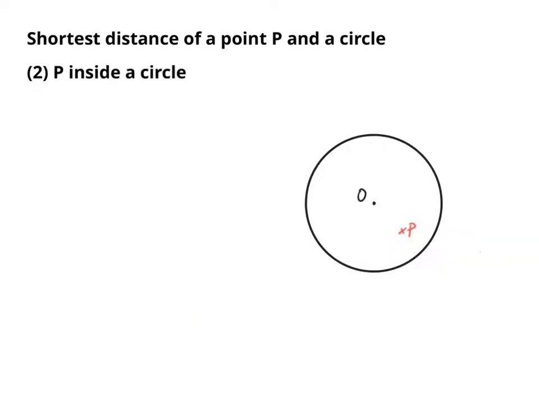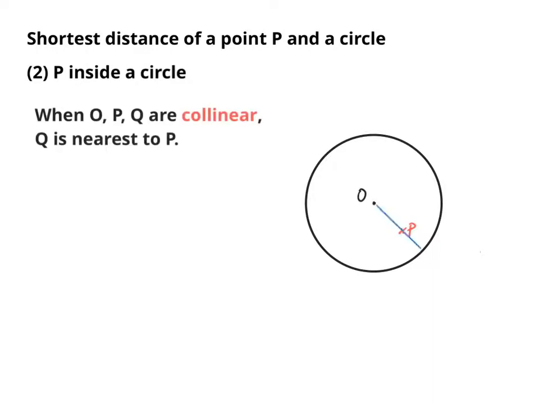Let's consider another situation. Now point P lies inside the circle, and Q is the moving point on the circle. We also have the same result of finding the shortest distance. That is, the point Q is nearest to P when O, P, Q are collinear. But the shortest distance is a bit different. In this case, the radius is longer than OP. So we should use the radius minus OP to find the shortest distance.